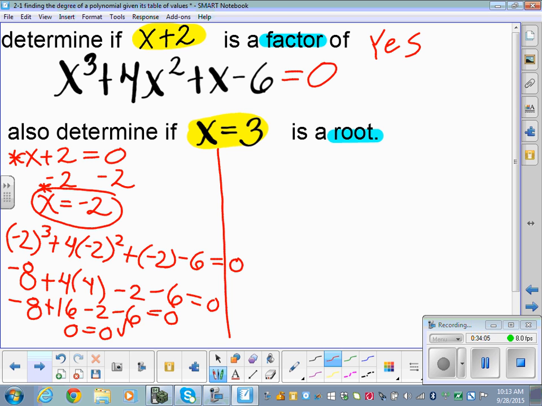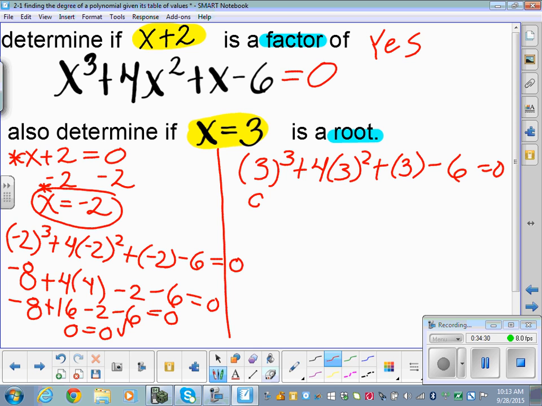Now this part's different. Also determine if x is equal to 3 is a root. Well, this time we're given the root, so don't we just have to plug it back in and see if it equals 0? Okay, good. So we would just plug this one in. So 3 cubed plus 4 times 3 squared plus 3 minus 6. That better be equal to 0, otherwise that's not a root. So we would have 3 cubed is 27, and then we have plus 4 times 3 squared, which is 9, and then plus 3 minus 6. That better be equal to 0.